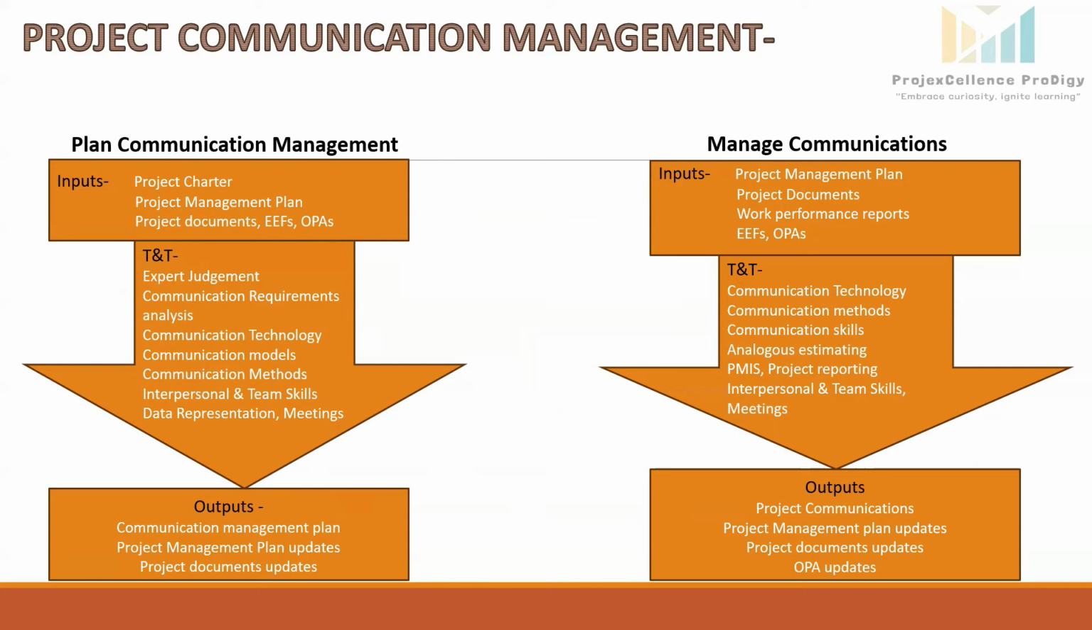Next process is manage communications. Effective communication management in a project depends on various inputs that ensure clear, timely, and structured information flow. The first input is the project management plan and its components, like the resource management plan, which defines communication needs for team coordination and physical resources. Communication management plan: this is the output of the previous process, plan communications management, which we just discussed.